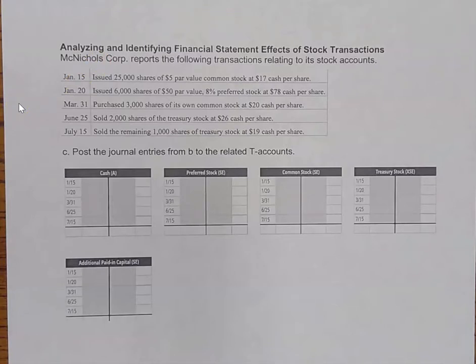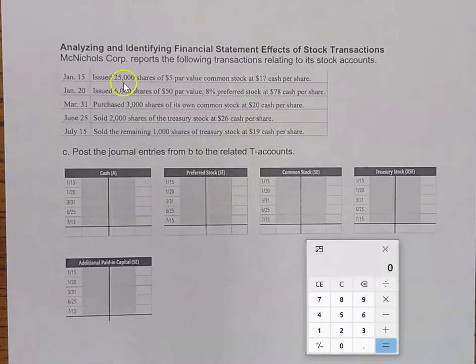Now that's not always the case. Sometimes we're extinguishing debt when we issue something, but that's another story. So if we see the word issued, the money is usually coming in if cash is involved. Well, if cash is involved, it will always be coming in. So, how do we do this? Well, we're going to bring our calculator over here, and we're going to take 25,000 and multiply it by $17. That's going to give us $425,000, and that's how much cash we would receive.